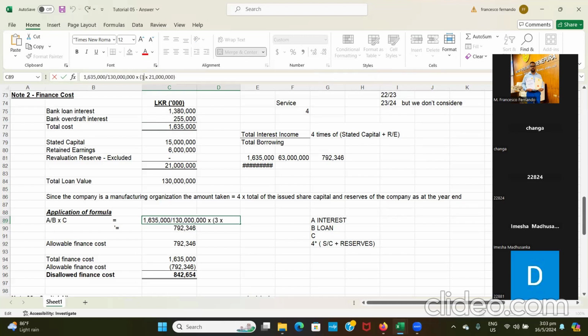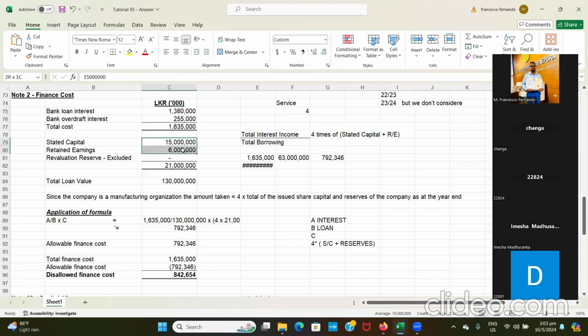So here it should not be multiplied by 3, but it should be multiplied by 4. That is the simple change which must happen here. So first take the interest as A divided by the loan value and multiply it by 4 times stated capital plus retained earnings. Then you are getting an answer now. So now our total interest cost is this.